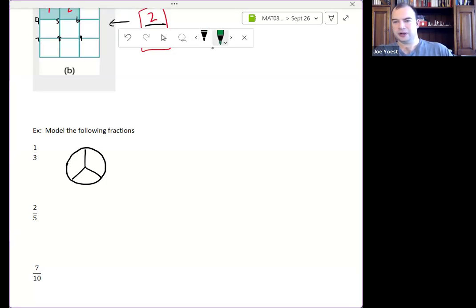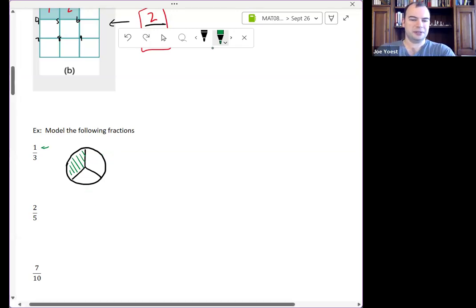And the 1 in the numerator tells me that I want to select one of those parts, or I want to shade in one of those parts. It doesn't matter which one I pick. I'll go with this one. And this would be a model for 1/3. You could have picked this one instead or that one instead. Those are equally valid options.